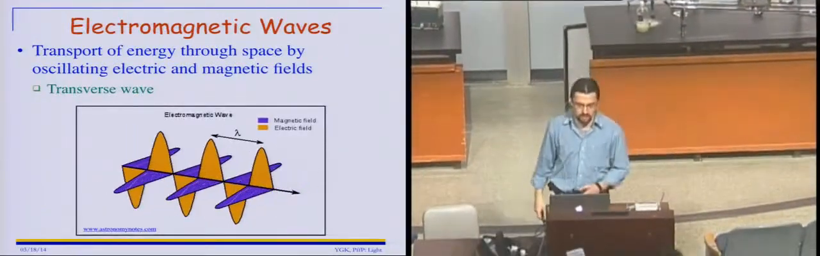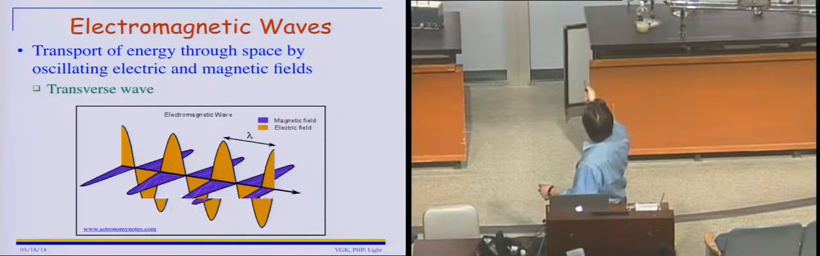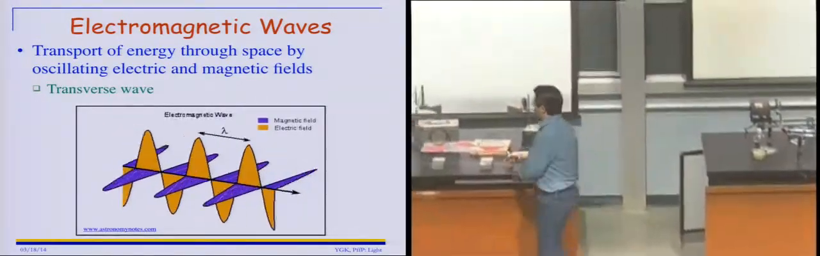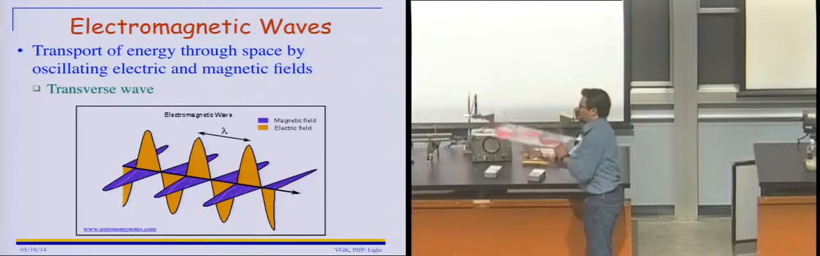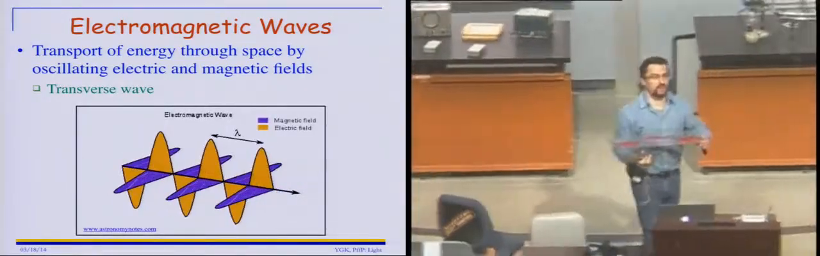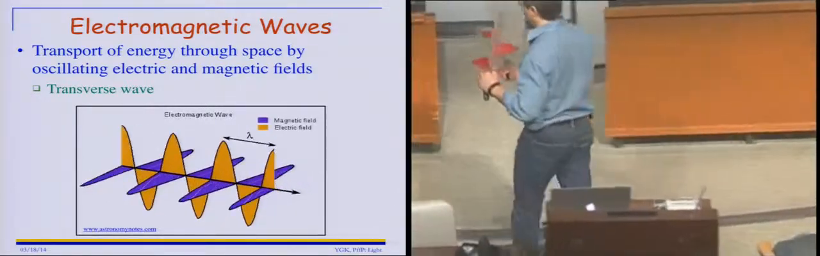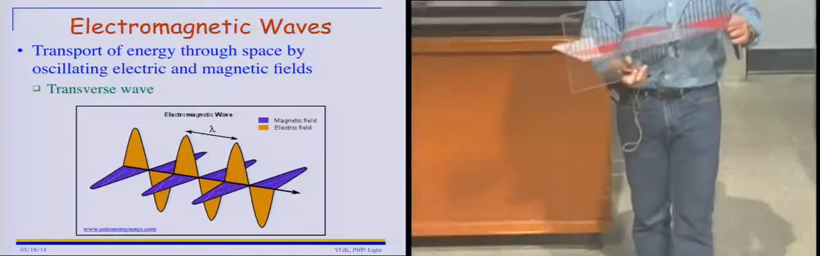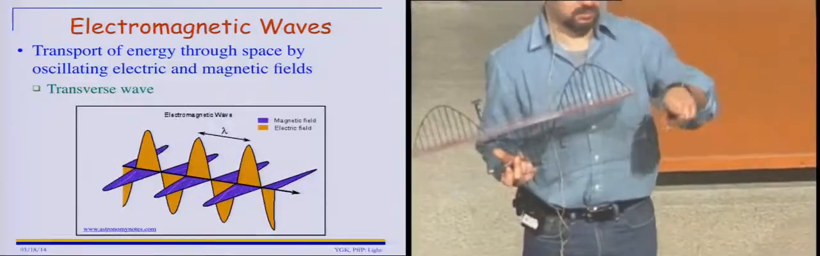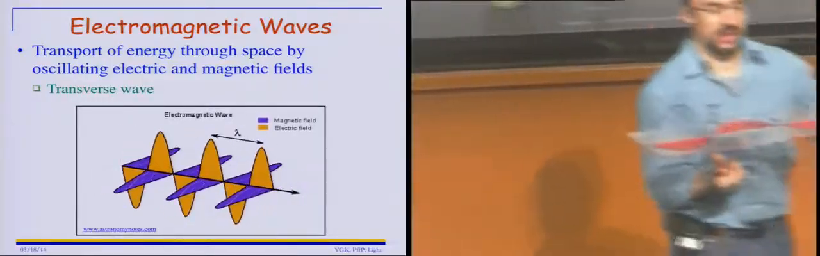So again, here's the picture of how the electromagnetic wave looks. It's a series of oscillations of electric and magnetic fields, sort of like this. An electromagnetic wave is known as a transverse wave. What it means is that the oscillations of electric and magnetic fields happen in the direction that's perpendicular to the direction of the wave propagation.